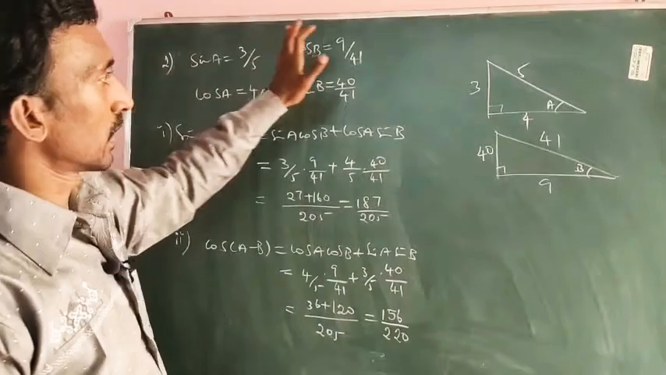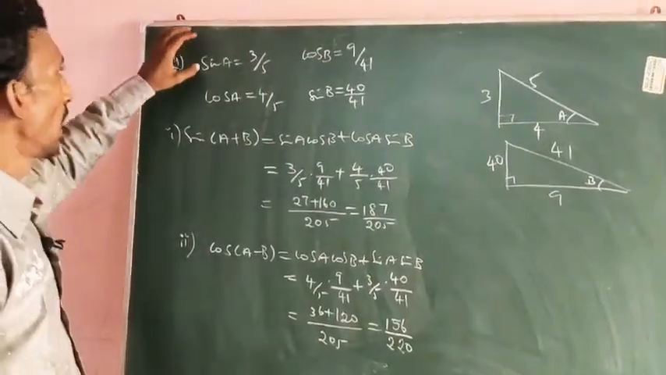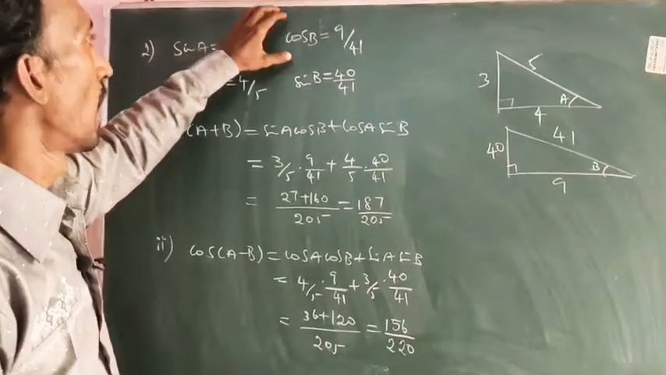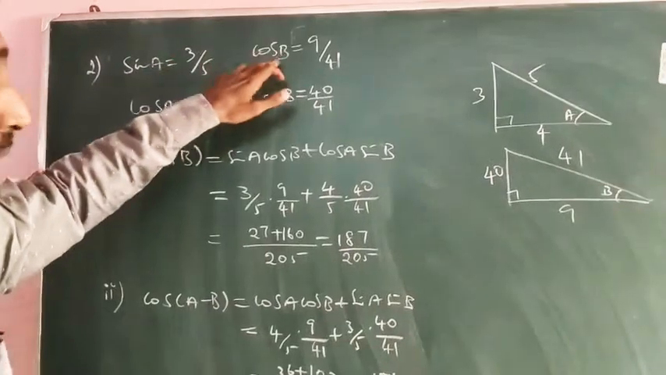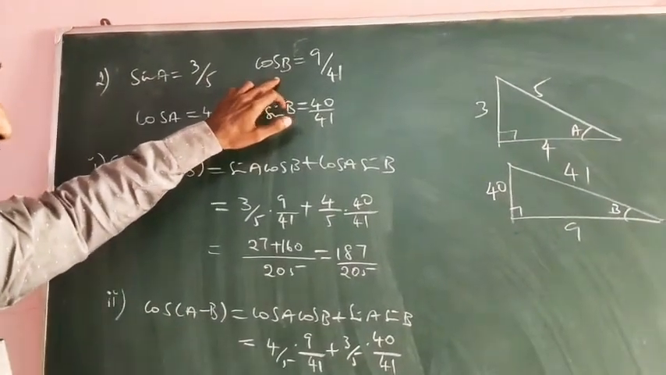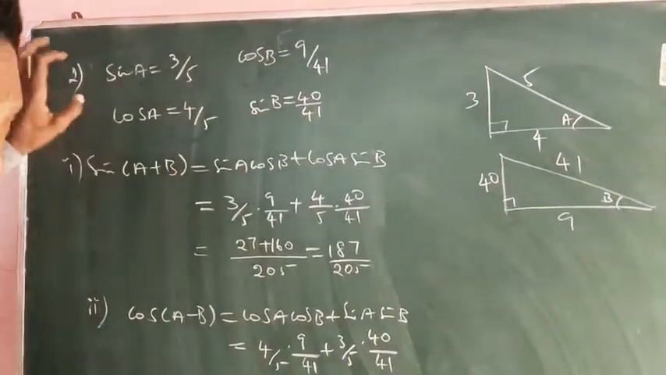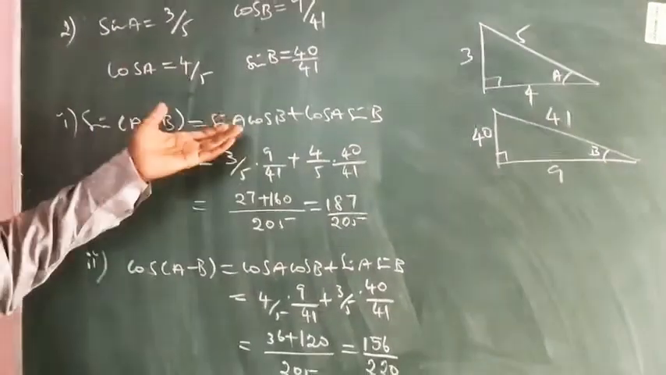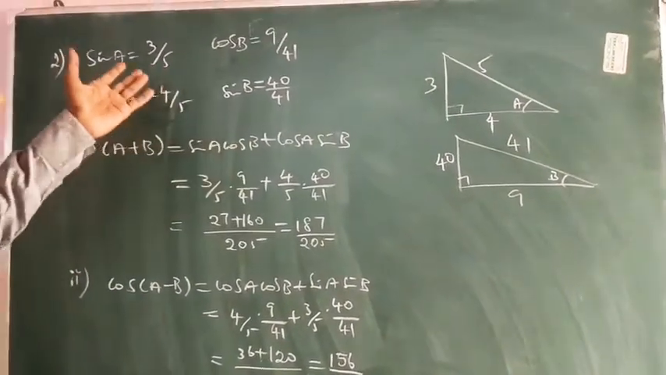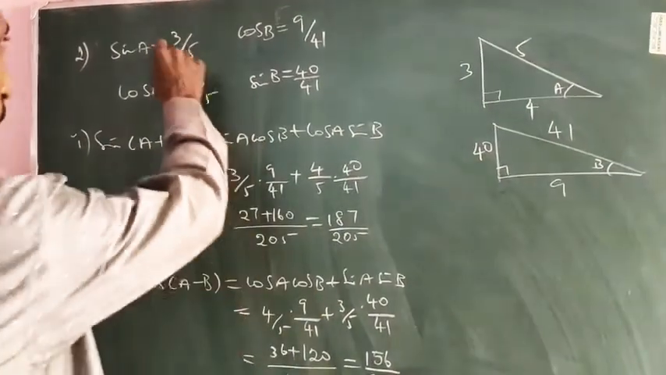Question 2 in exercise 3.4. If sin A equals 3 by 5 and cos B equals 9 by 41, where A and B lie between 0 and pi by 2, that means the first quadrant, find the value of sin(A plus B) and cos(A minus B). It is similar to the first problem, that's why I am explaining directly from the first one.